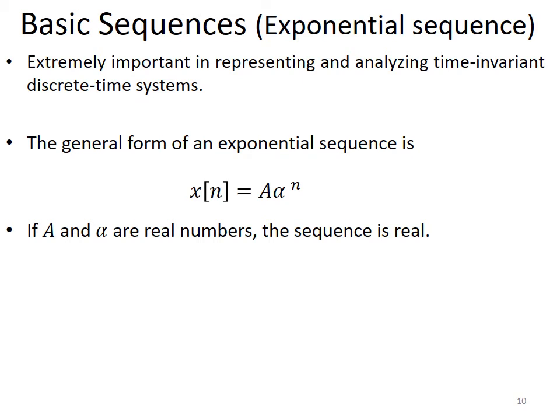Then we had exponential sequence. Exponential sequence is represented as x of n equal to a alpha power n, where a and alpha are real numbers, and if they are real numbers then the sequence is real, and if they are complex then the sequence would be complex exponential. In this particular example we are going to assume that a and alpha are real numbers.